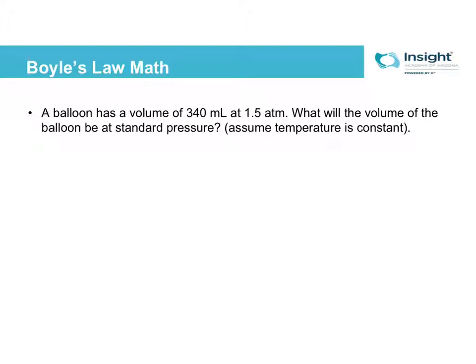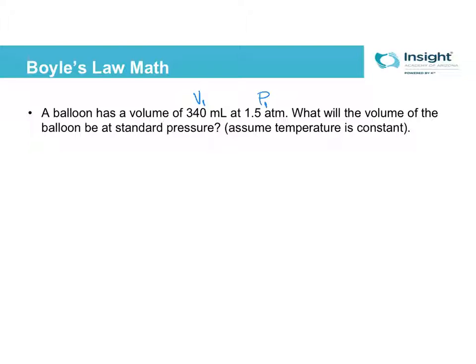So here's what Boyle's law looks like in a more quantitative math type way. So this is going to be those word problems. You got to dig things apart in here, figure out what you know, what is being asked for, and then choose an equation to use. So a balloon has a volume of 340 milliliters. So there's my volume at 1.5 atm, or atmospheres. This is why you want to remember what those units stand for. That's going to be our pressure. This is also going to be our initial volume and our initial pressure. Then it says, what will the volume of the balloon be at standard pressure?